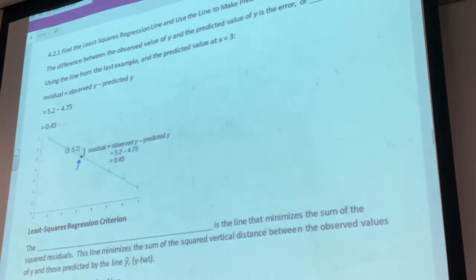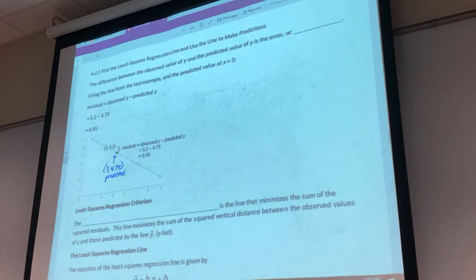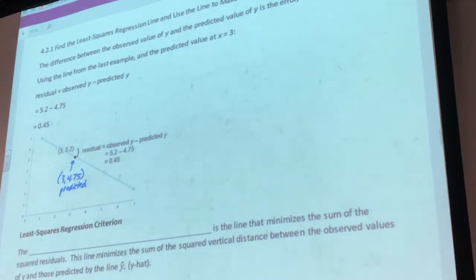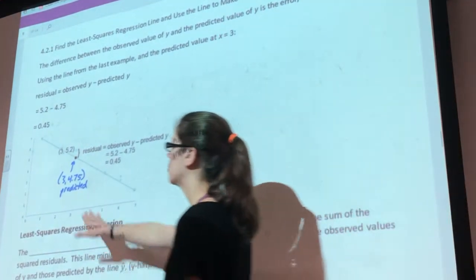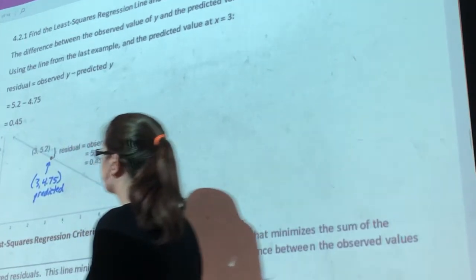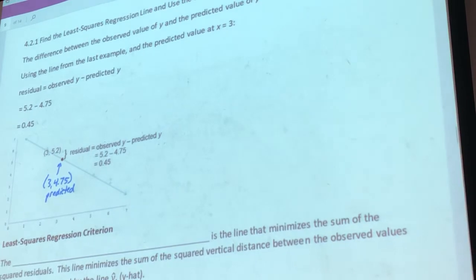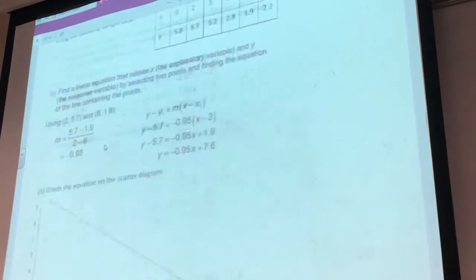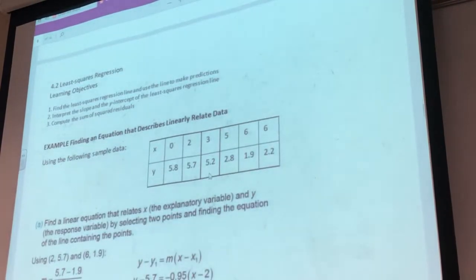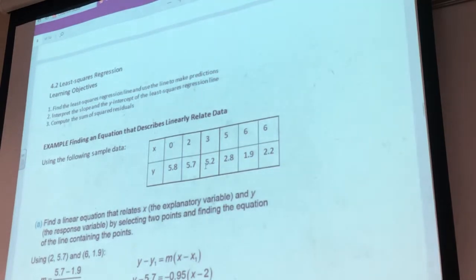So this line is at 3, 4.75. This is our predicted value. So if we want to predict y using our least squares regression line, we predict that it would probably be 4.75. When we actually had x equals 3 earlier, up here in our graph, y was actually observed to be 5.2.